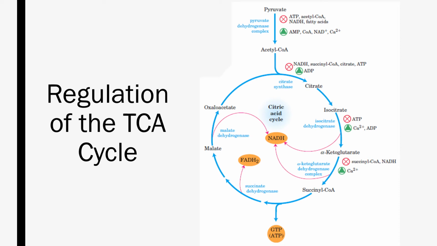Isocitrate dehydrogenase is inhibited mainly by ATP and activated by calcium and ADP. And finally, alpha-ketoglutarate dehydrogenase is activated by calcium and inhibited by its products, succinyl-CoA and NADH. The availability of substrate can also affect the progression of the cycle. For example, low levels of acetyl-CoA and oxaloacetate can limit the rate of citrate formation.